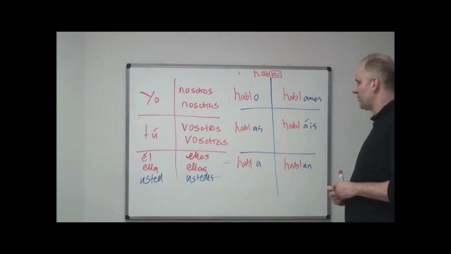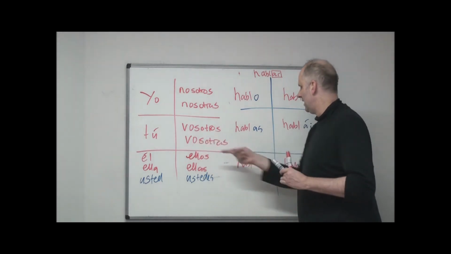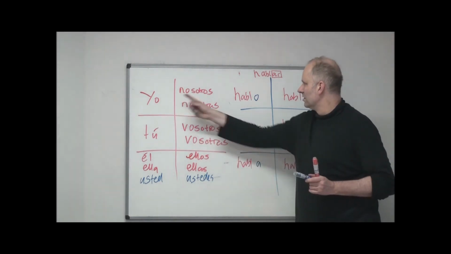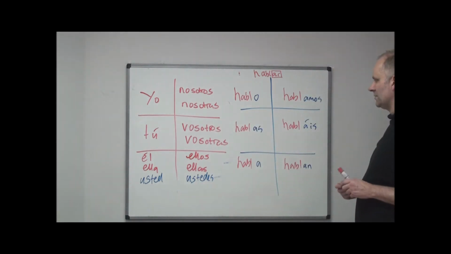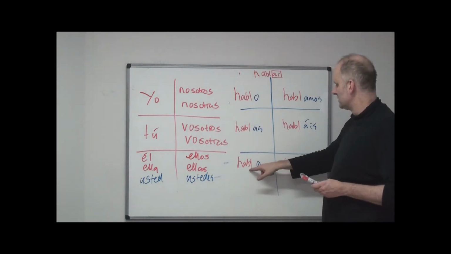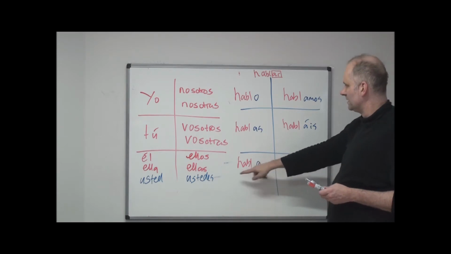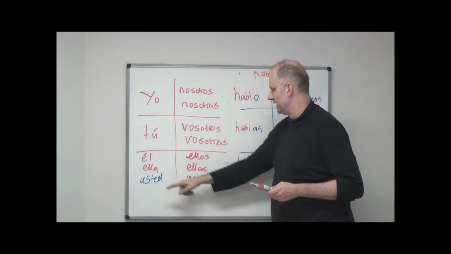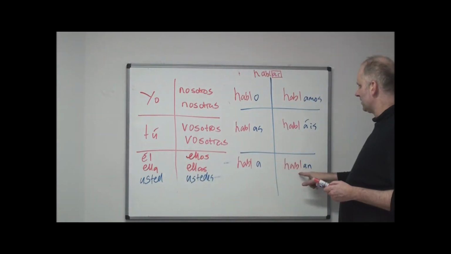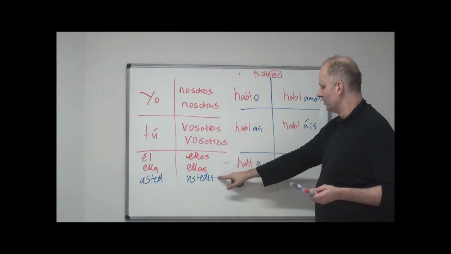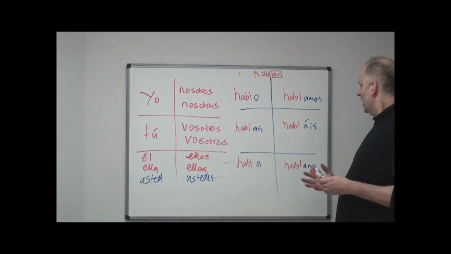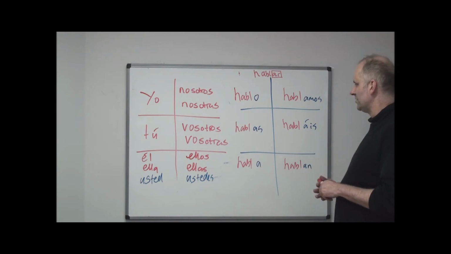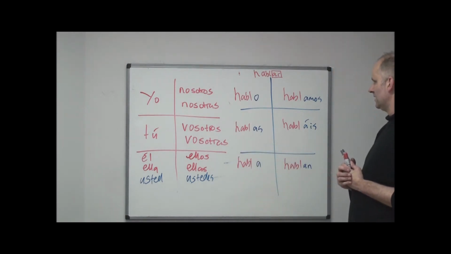Often you won't use the pronoun. You can say él habla, ella habla, yo hablo. Most of the time it's not necessary. You might have to use it instead of saying habla, because habla could mean he speaks, she speaks, or you speak. And hablan could mean they speak or you speak. So if there's any confusion, then you could use it just to avoid that ambiguity.